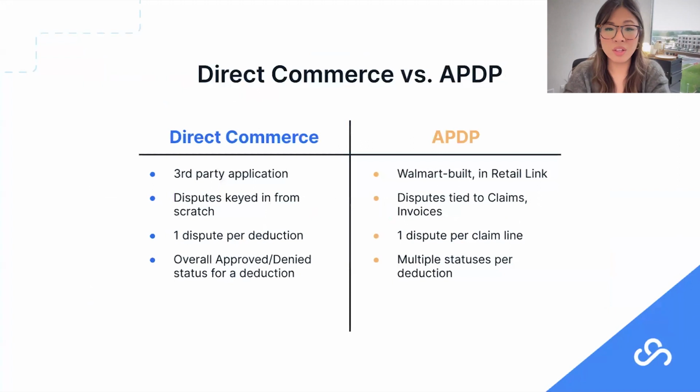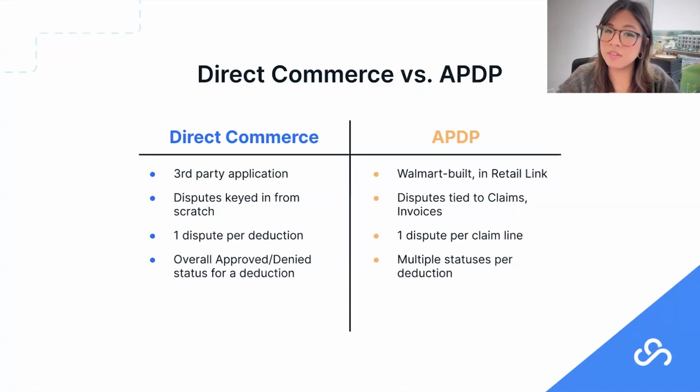So just wanted to call out a couple of differences, again, for those of you who have maybe used direct commerce in the past. Maybe you used to sell to Walmart a long time ago and now you're back. Direct commerce was a third-party application. You had to key in all of your disputes from scratch. Anytime you got a deduction from Walmart and you thought, I disagree, you should pay me in full for that, you literally had to create a brand new form. You had one dispute per deduction, and then you would get an overall approved or denied status for a deduction.